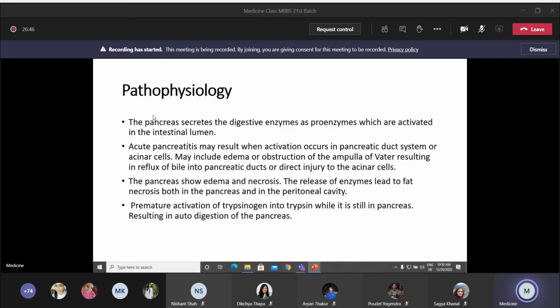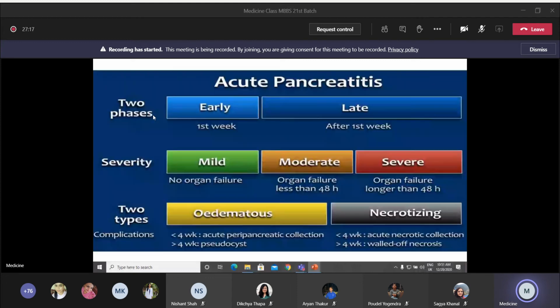The basic principle is activation of the trypsinogen into the trypsin, which causes inflammation of the main pancreatic duct and the opening of the ampulla of Vater. As a result, there will be the backflow of the fluid into the pancreatic duct, resulting in increased pressure, resulting in decreased blood flow, resulting in the inflammatory markers to be released, causing necrosis, edema, as well as release of fat necrosis. So this is the main pathophysiology.